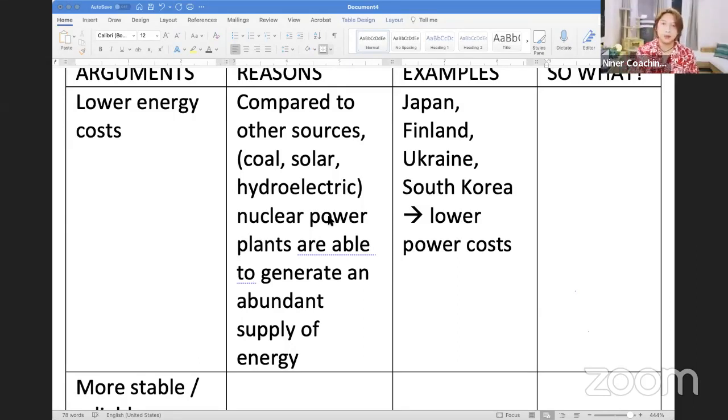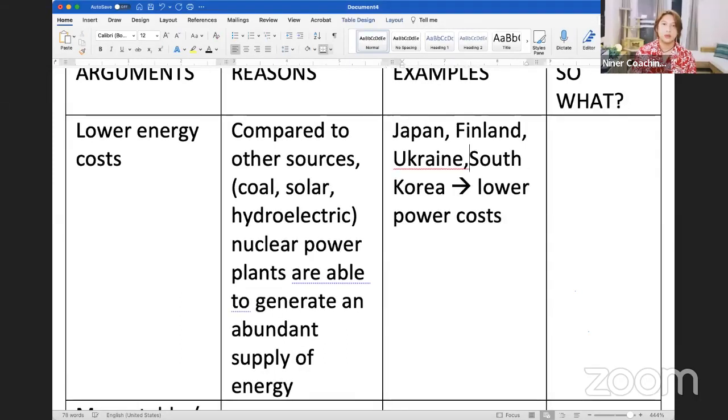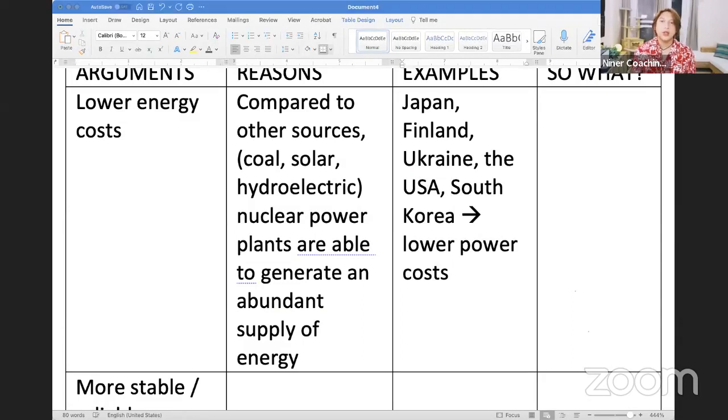The USA, let's put the USA right there, okay? The United States. All right, the USA, right? So what will be the impact of that? What will be the result if people are paying less?